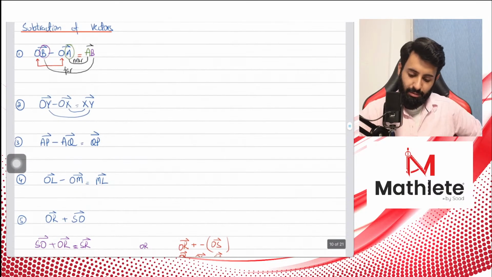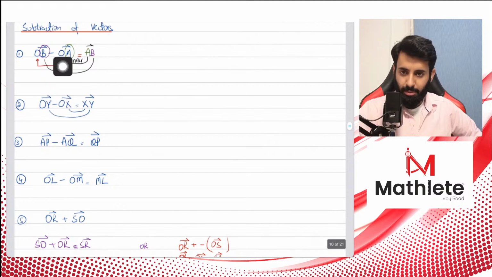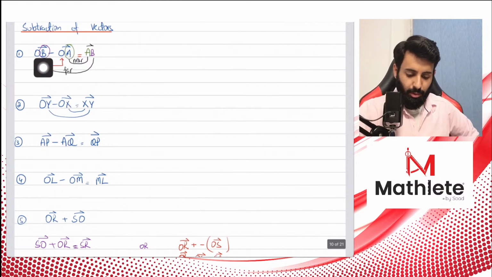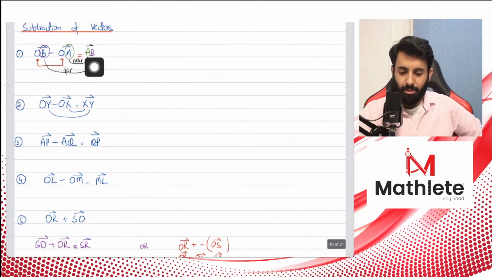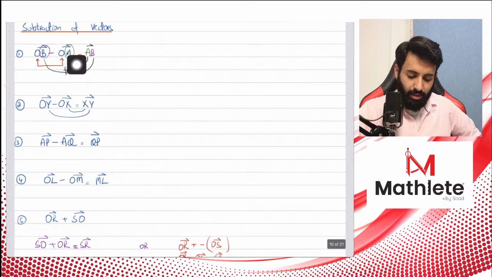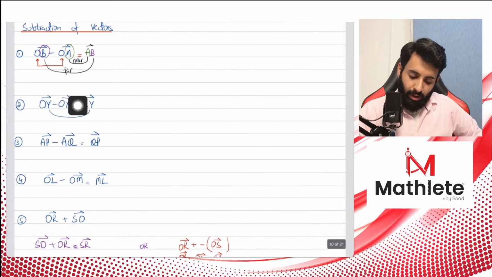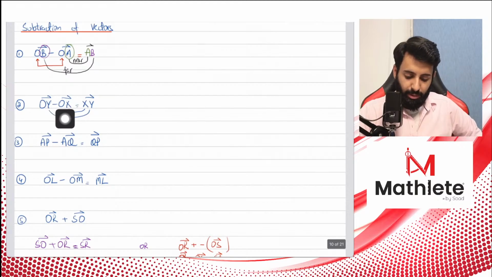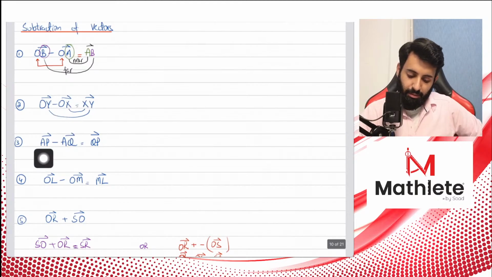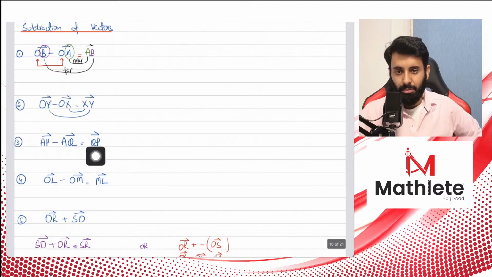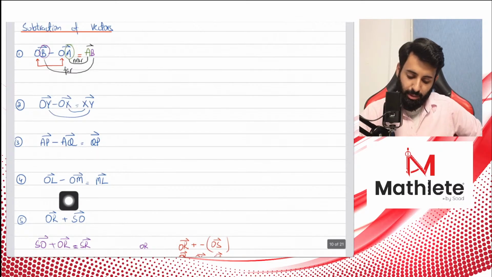Now, with subtraction of vectors, remember it is the starting point that needs to be the same. So if you have OB minus OA, that's going to be equal to AB. Remember it like this: the letter that's closer to the equals sign comes first, and the letter that's further away from the equals sign comes after. So just like that, if you have OY minus OX, that's going to be equal to XY. If you have AP minus AQ, that's going to be equal to QP. If you have OL minus OM, M comes first, L comes later.